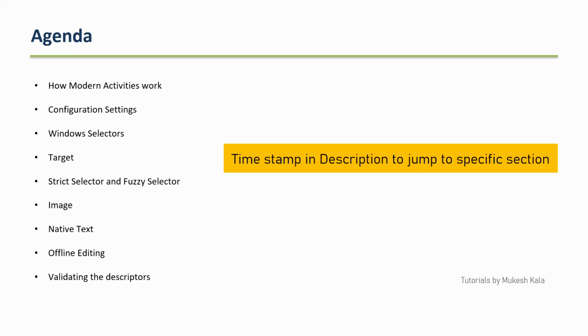We are going to see that as a developer, what are the different options I have when I have to work with strict, fuzzy, image, or the native text. Sometimes the live element is not available on the screen and we have to do the editing. That is what is referred to as offline editing. So today we are also going to discuss how the modern activities support offline editing, and lastly we are going to see how you can validate the descriptors. So this would be our complete agenda for today.